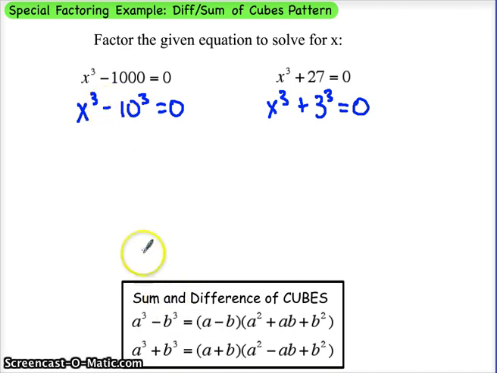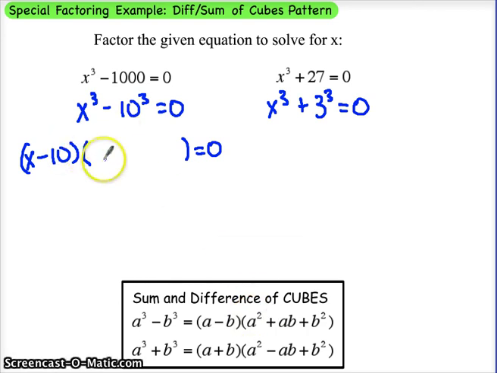Notice that if we're a difference, like over here at the left, we're going to take that first term and call it a minus b, or basically for us, x minus 10. Those are our bases in that front set of parentheses. Then the second set of parentheses looks a lot like a perfect square, only you'll notice in the middle there's no extra 2. Normally that's a 2ab. Right now that's not the case.